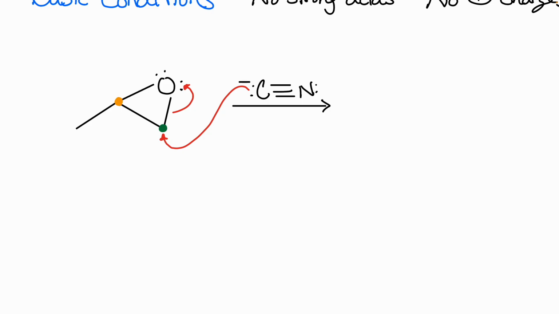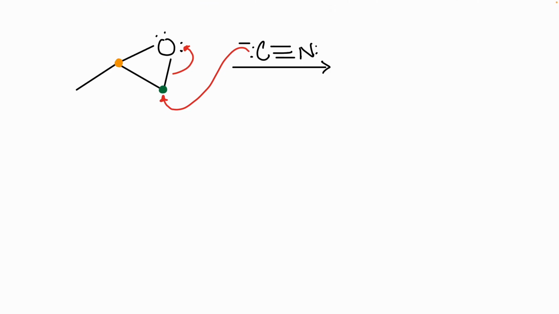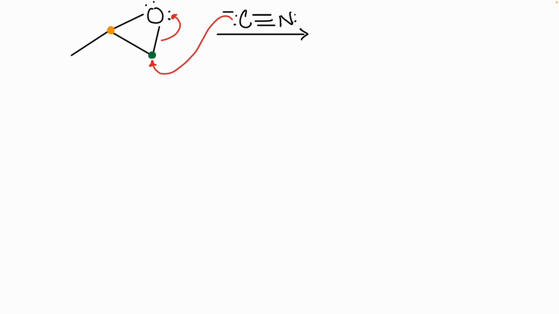So it wants to open up so badly that that oxygen says, all right, I'll take the negative charge. We don't usually see oxygen playing the role of a leaving group, but since we have such an unstable, tiny little ring structure, we're going to see that oxygen leave, leaving us with that alkoxide base. Now I have my nucleophile attached on the other end.